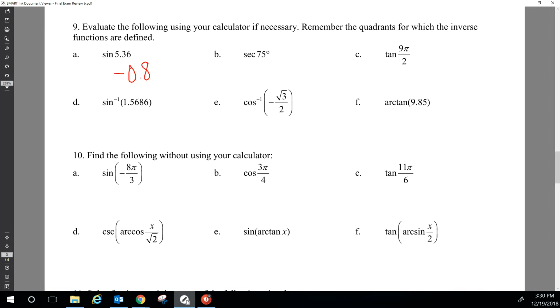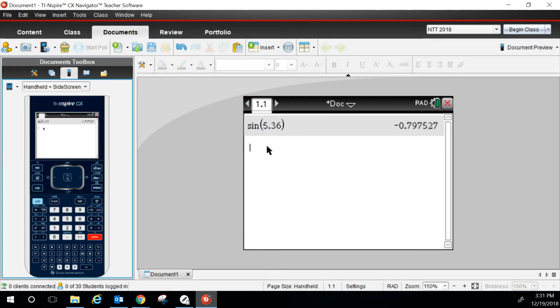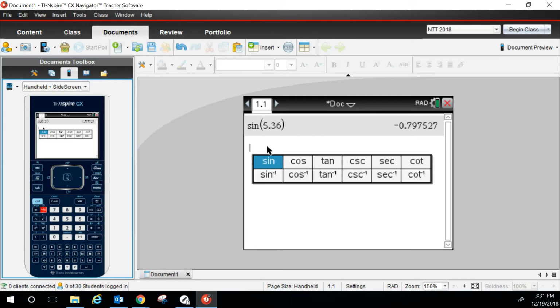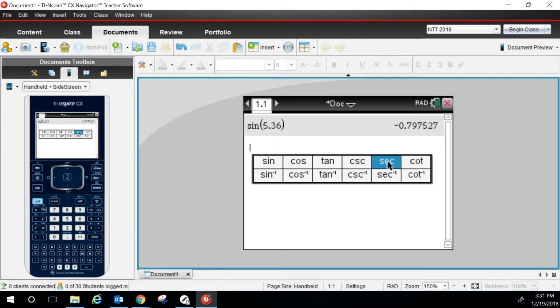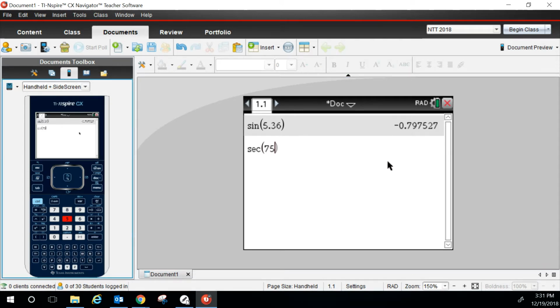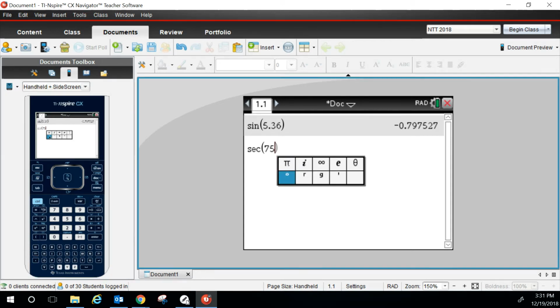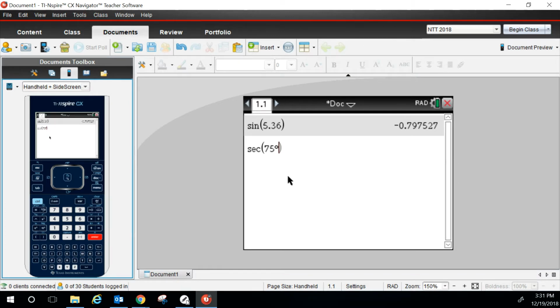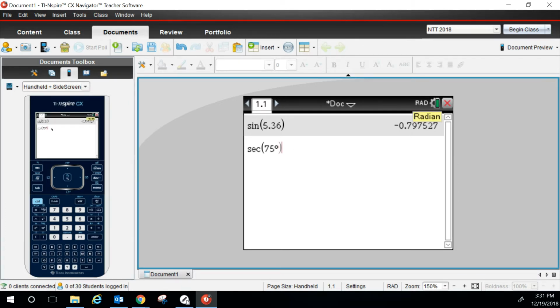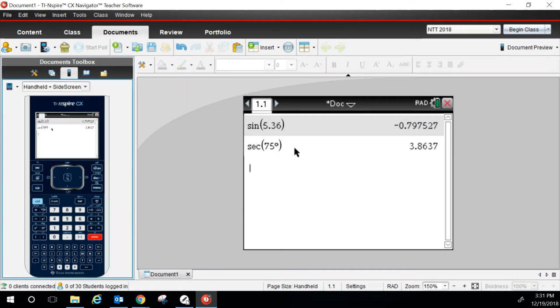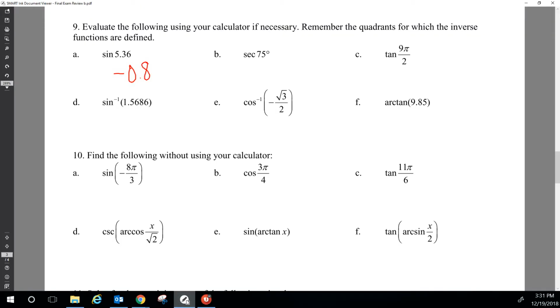I don't think there's anything quite this simple on your test, just so you know. Secant of 75 degrees. 75 degrees is not on our unit circle either. Notice this one's degrees. So when I go to plug this one in on my trig functions, we want secant 75, and this is why I brought the calculator up. Go down to your pi button and hit the degree, and it'll give you 75 degrees. Notice I didn't have to change from radian mode. I stay in radian mode and I just put in the degree and it'll give me the answer. So that would be 3.8637. So 3.8, let's call it 3.9.